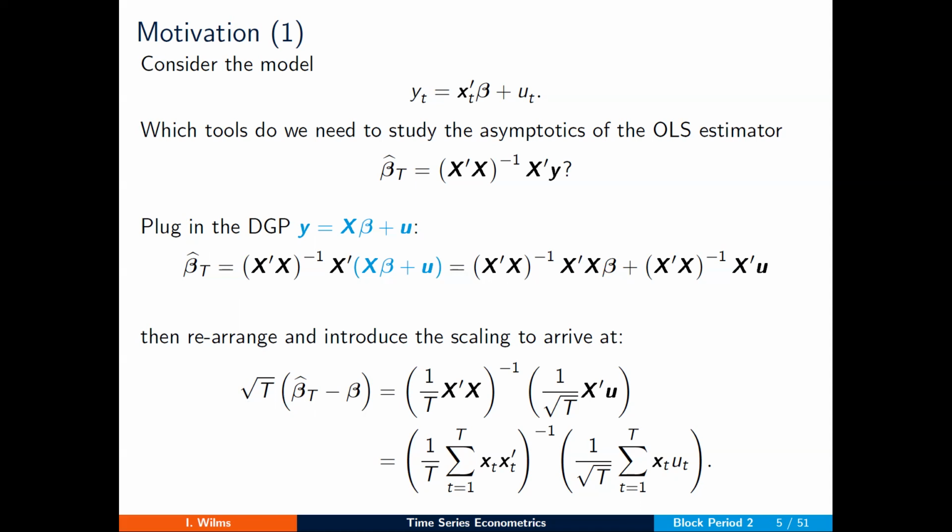Now, it is a good exercise to verify for yourself that you understand all of the steps that are involved in this line to arrive at this expression.